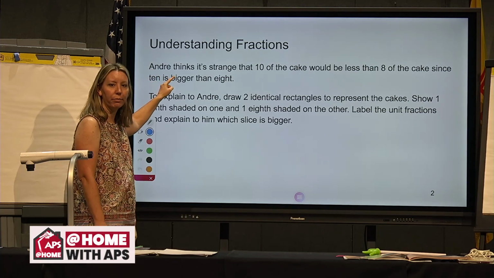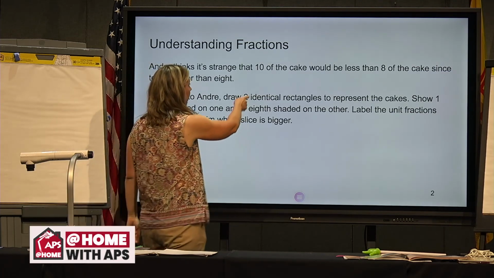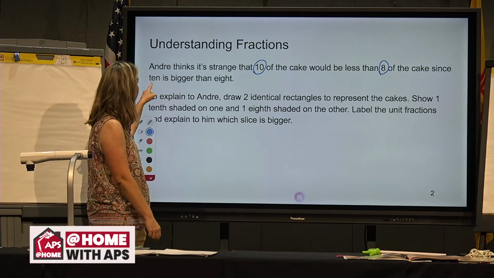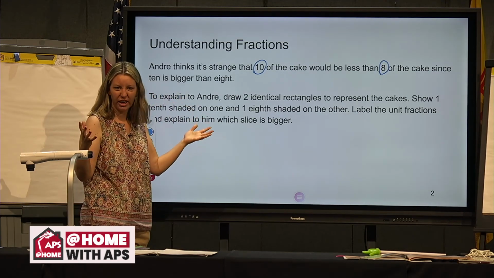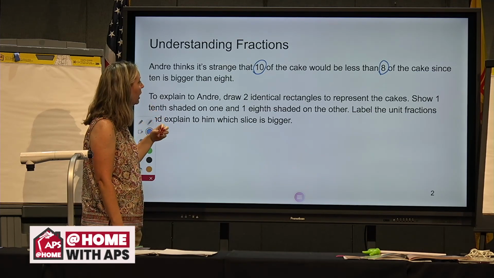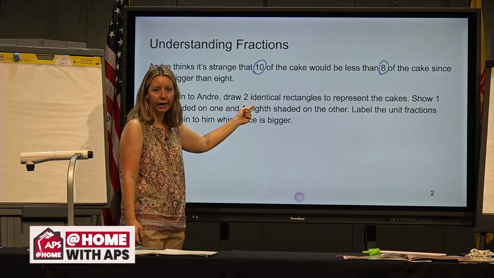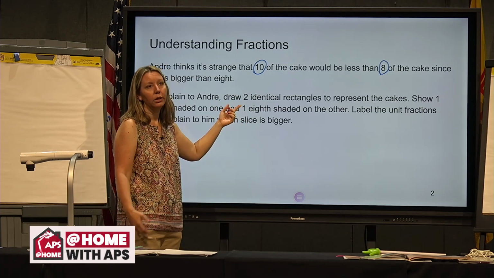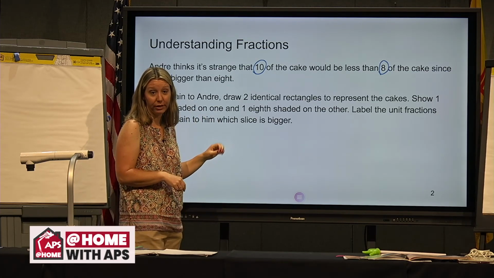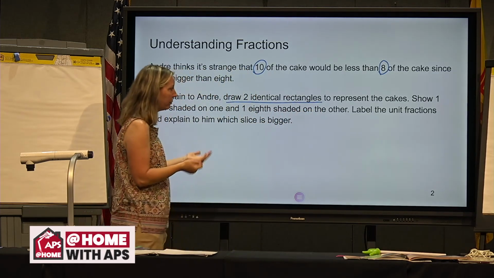Are we given any information in the first sentence? We have the numbers 10 and 8. All right, 10 is bigger than 8. Do we have to underline anything? No. To explain to Andre, draw 2 identical rectangles to represent the cakes. Do I need to circle the 2? Is that any information to help us solve it? It is, but it's what we're being asked to do. It's not a number that we have to work with after that. So I'm just going to underline: draw 2 identical rectangles to represent the cakes.